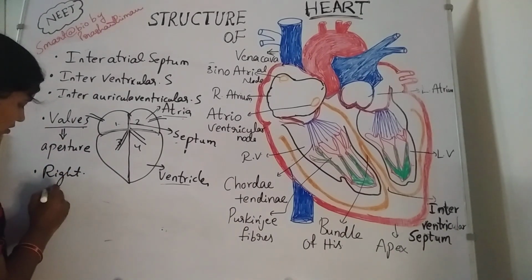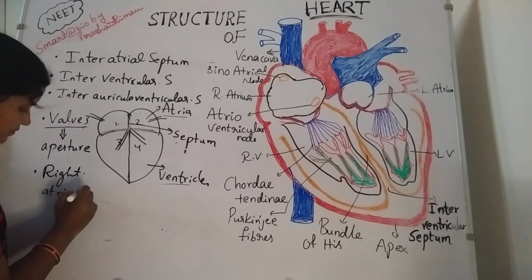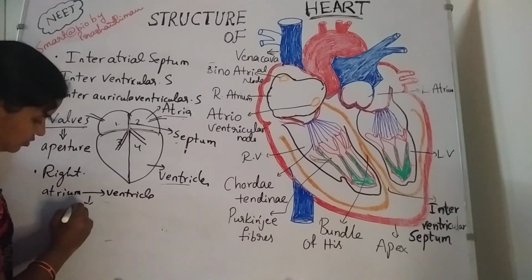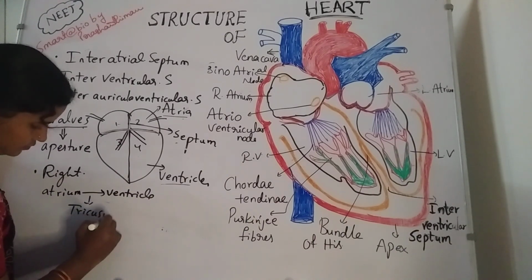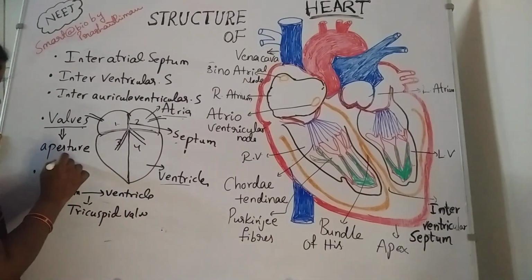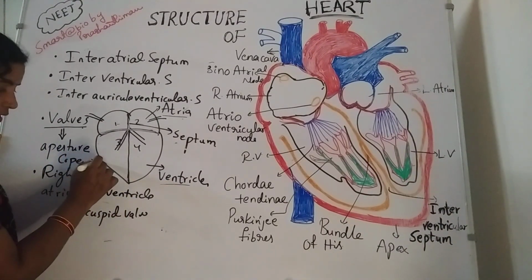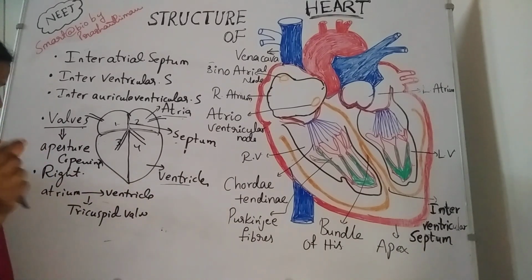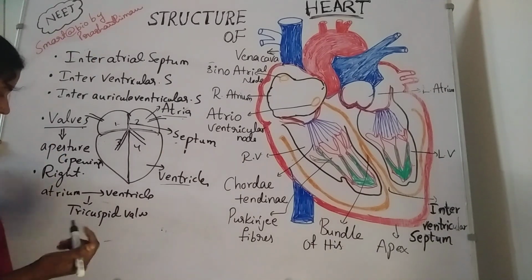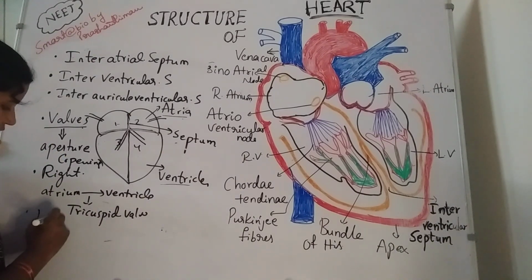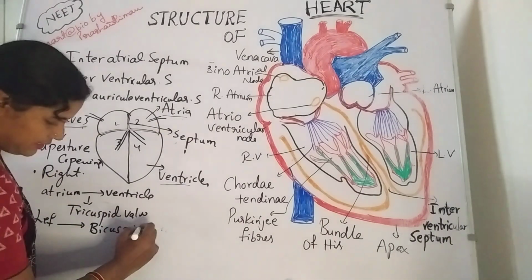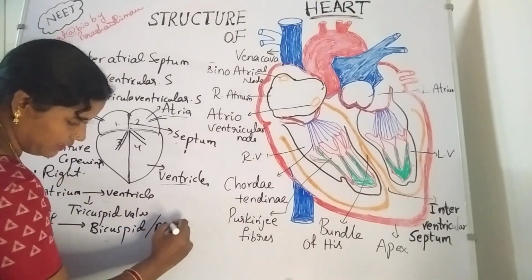Right atrium to ventricle, it contains the tricuspid valve. Valve means aperture. Aperture means opening. It's a pore, a hole-like structure. It opens, and when it opens, blood enters from the atrium into the ventricle. And then on the left side it is the bicuspid valve. Bicuspid valve is also known as the mitral valve.